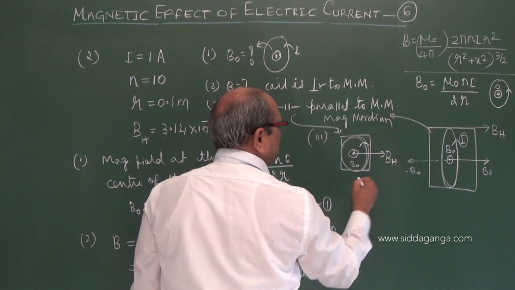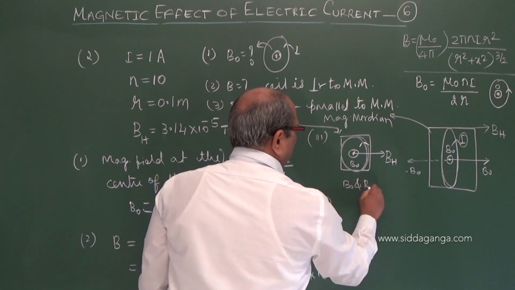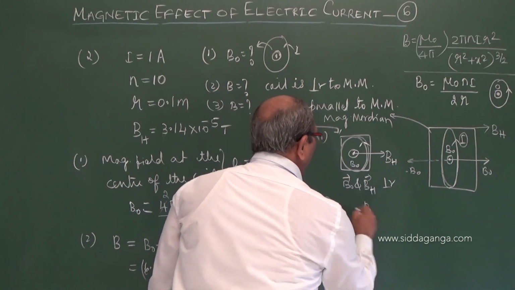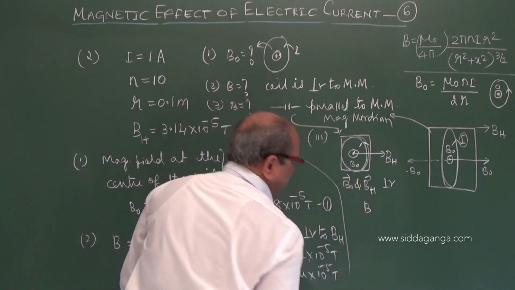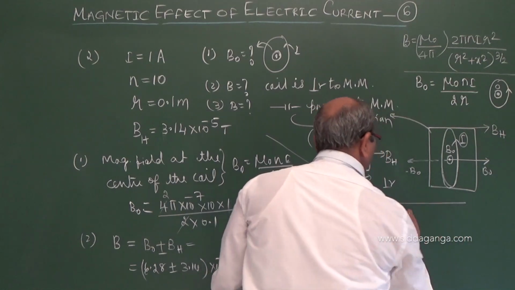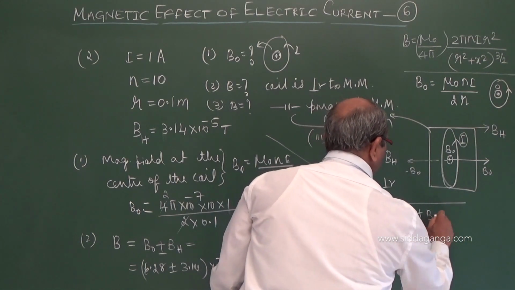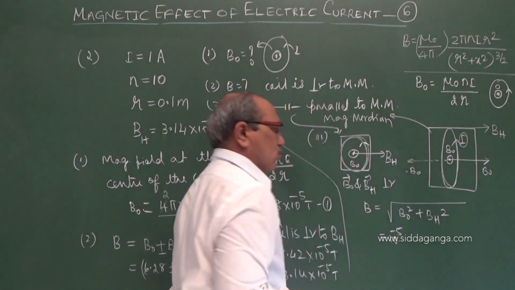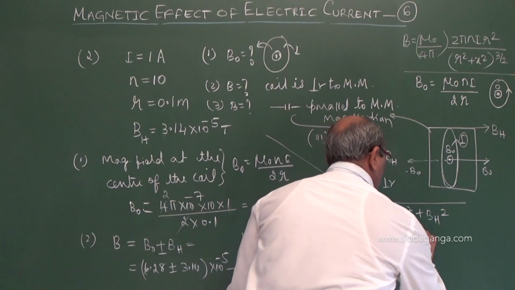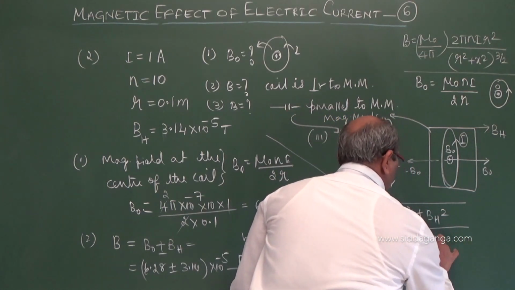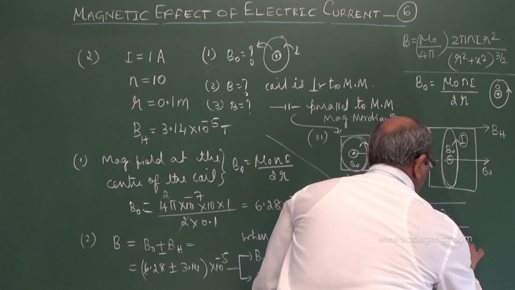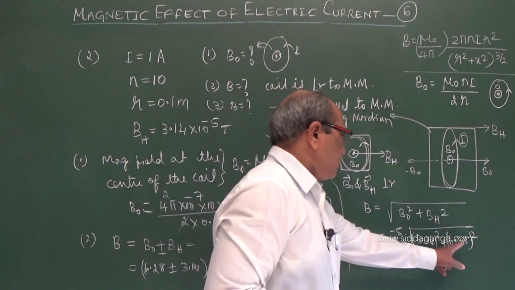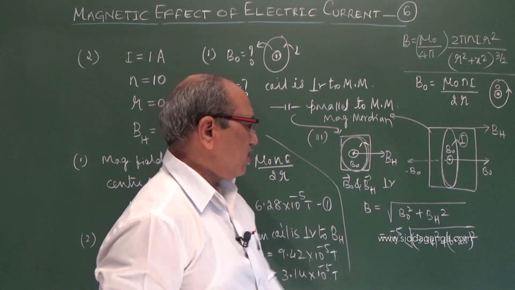B naught and BH are perpendicular. Therefore, the net field for this third case is root of B naught square plus BH square. 10 power minus 5 I will directly write outside the square root: 3.14 whole square plus 6.28 whole square. 6.28 is B naught, BH is 3.14.